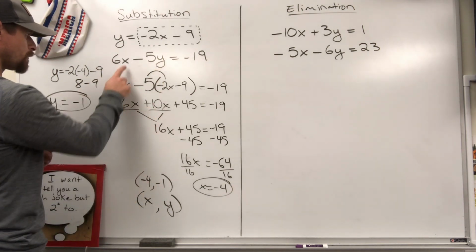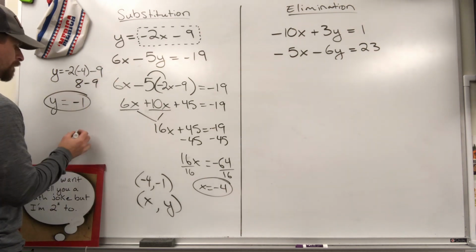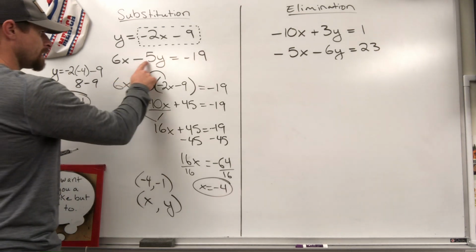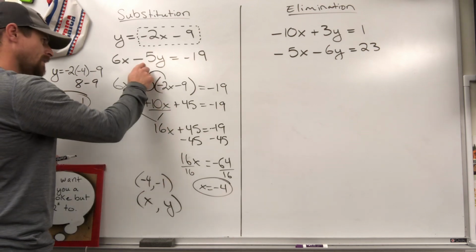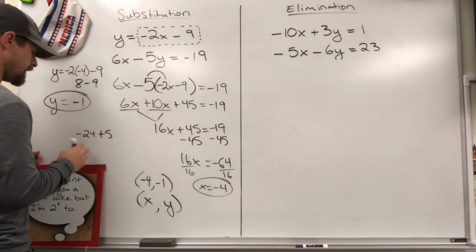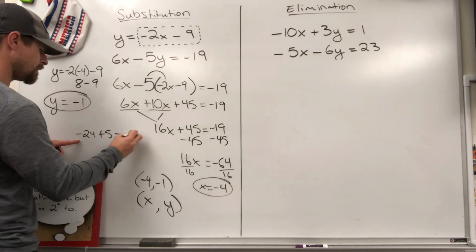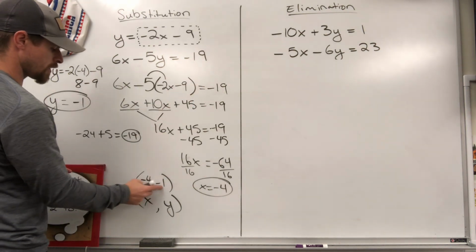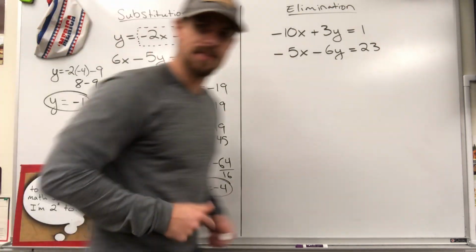So negative 4 for x. That's 6 times negative 4. Well, 6 times negative 4, negative 24. Negative 5 times y, y being negative 1. A negative 5 times a negative 1 would give me a positive 5. And look at what we get. Negative 24 plus 5 makes negative 19, just like it should. We've checked our answer. It works in both equations. Let's move on to the next method.